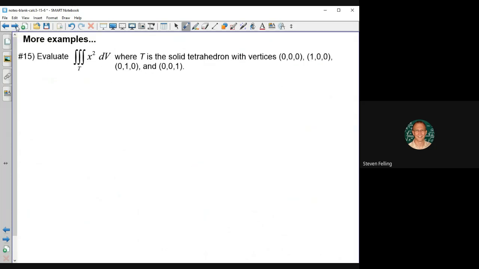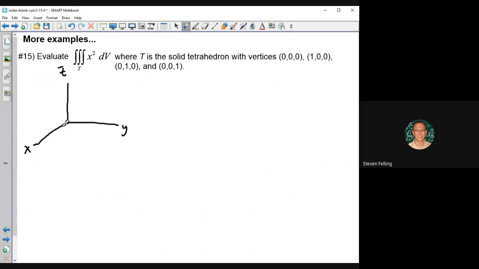Let's do this one. Evaluate the triple integral for the integrand x squared over the volume where T is the solid tetrahedron with vertices (0,0,0), (1,0,0), (0,1,0), (0,0,1). All right, so if we were given the problem this way, now this actually happens to be the same tetrahedron we were just looking at, but let's say we were just given the problem like this. What I would do is graph it, x, y, z, and sketch that.